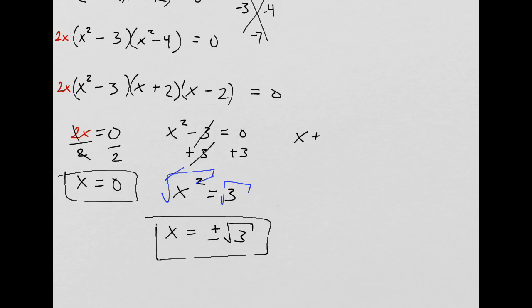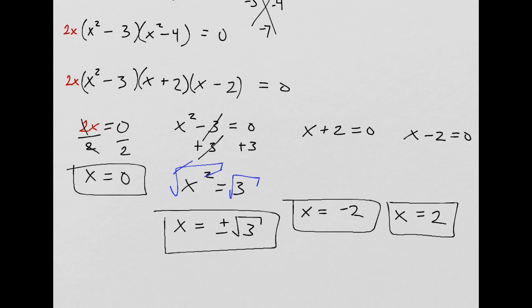And then x plus 2 equals 0. You can just look at this and solve it. X equals negative 2. Same with this part. You can just do the opposite, right? X minus 2 equals 0. Well, I add the 2 over. X equals 2. And I just solved my equation.